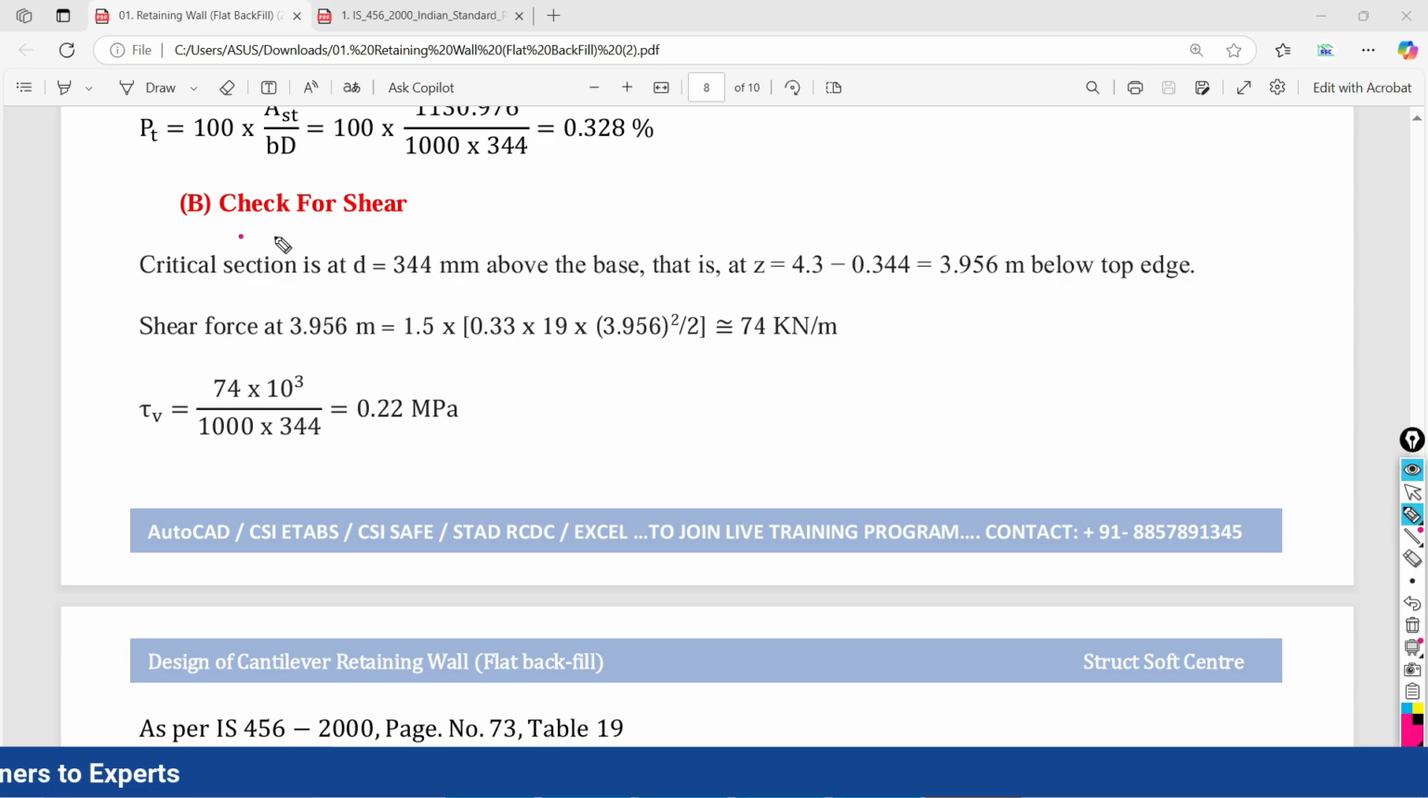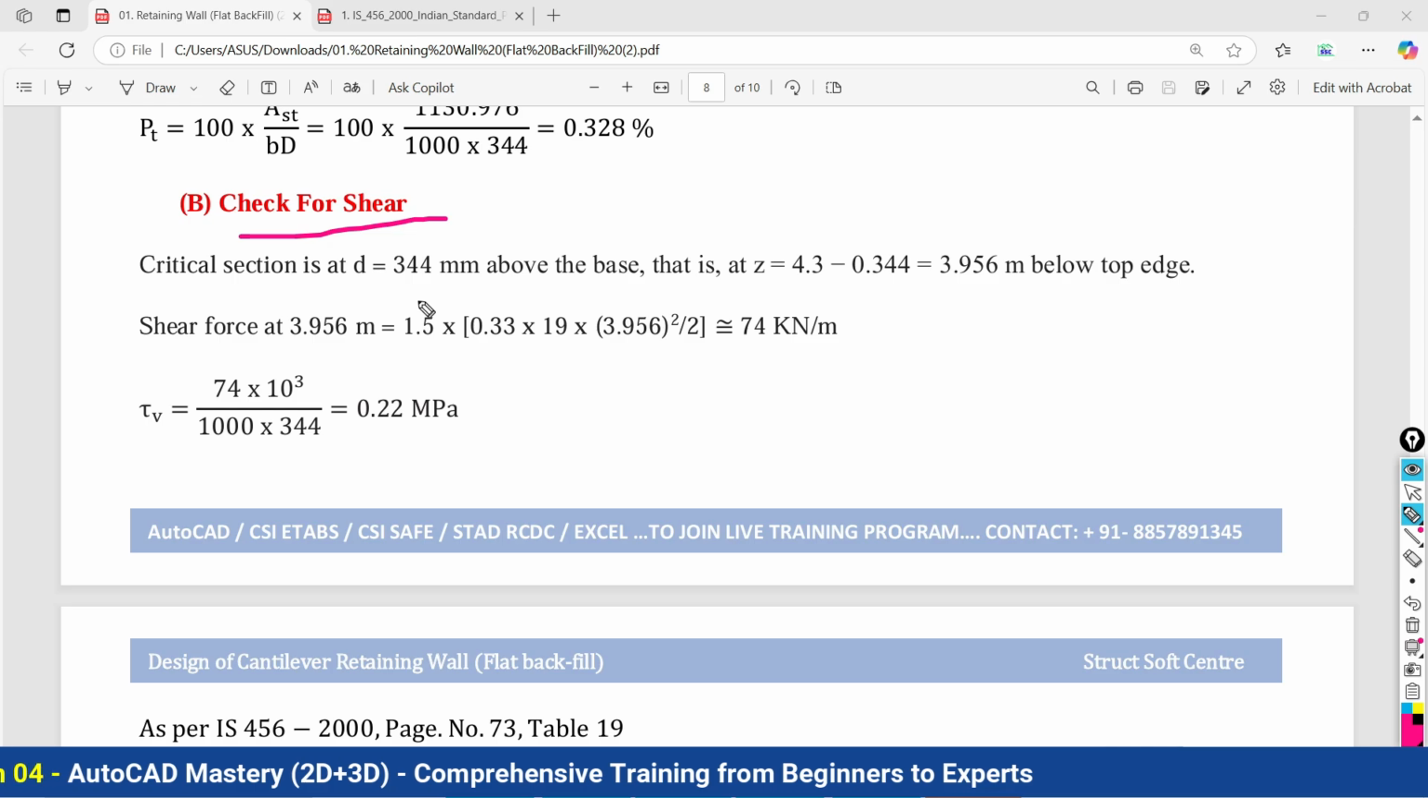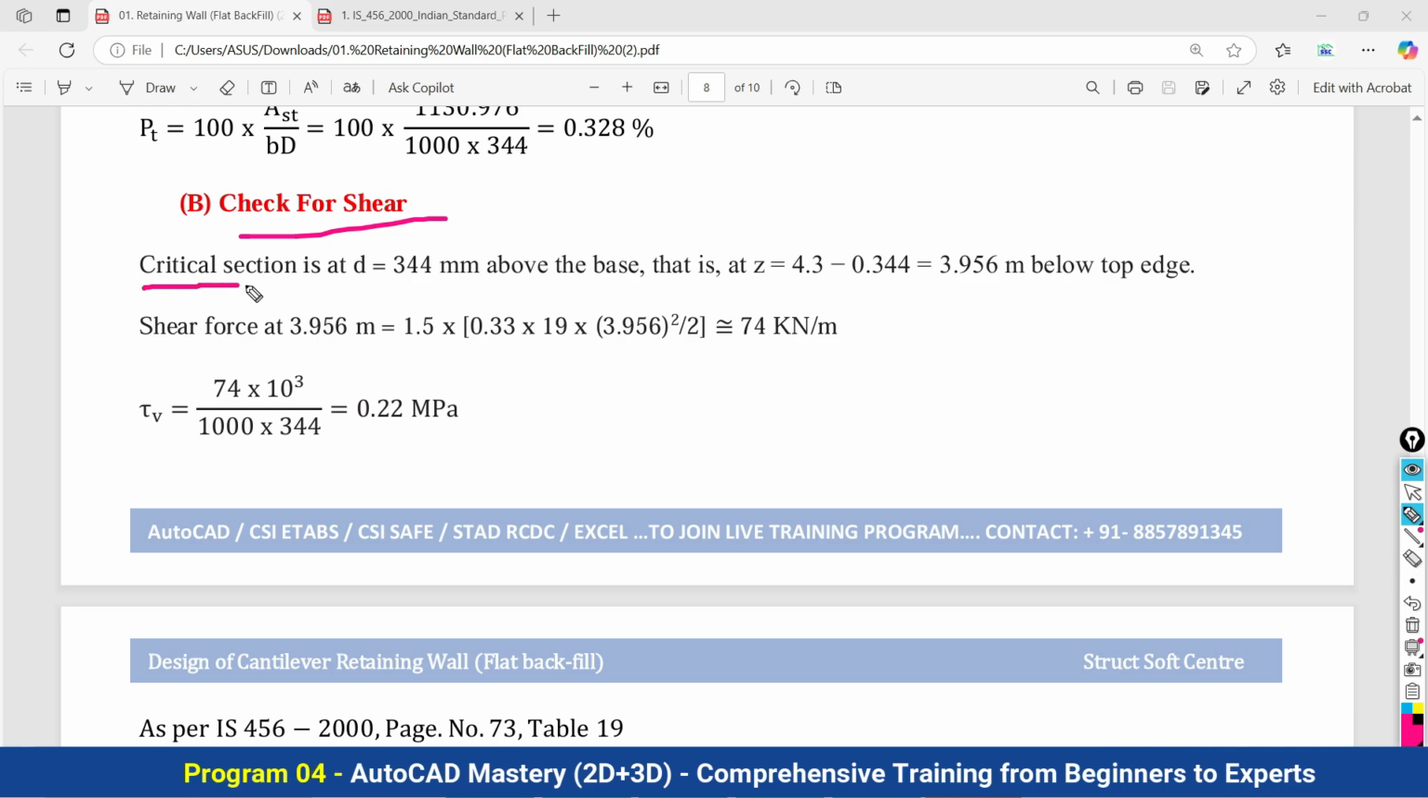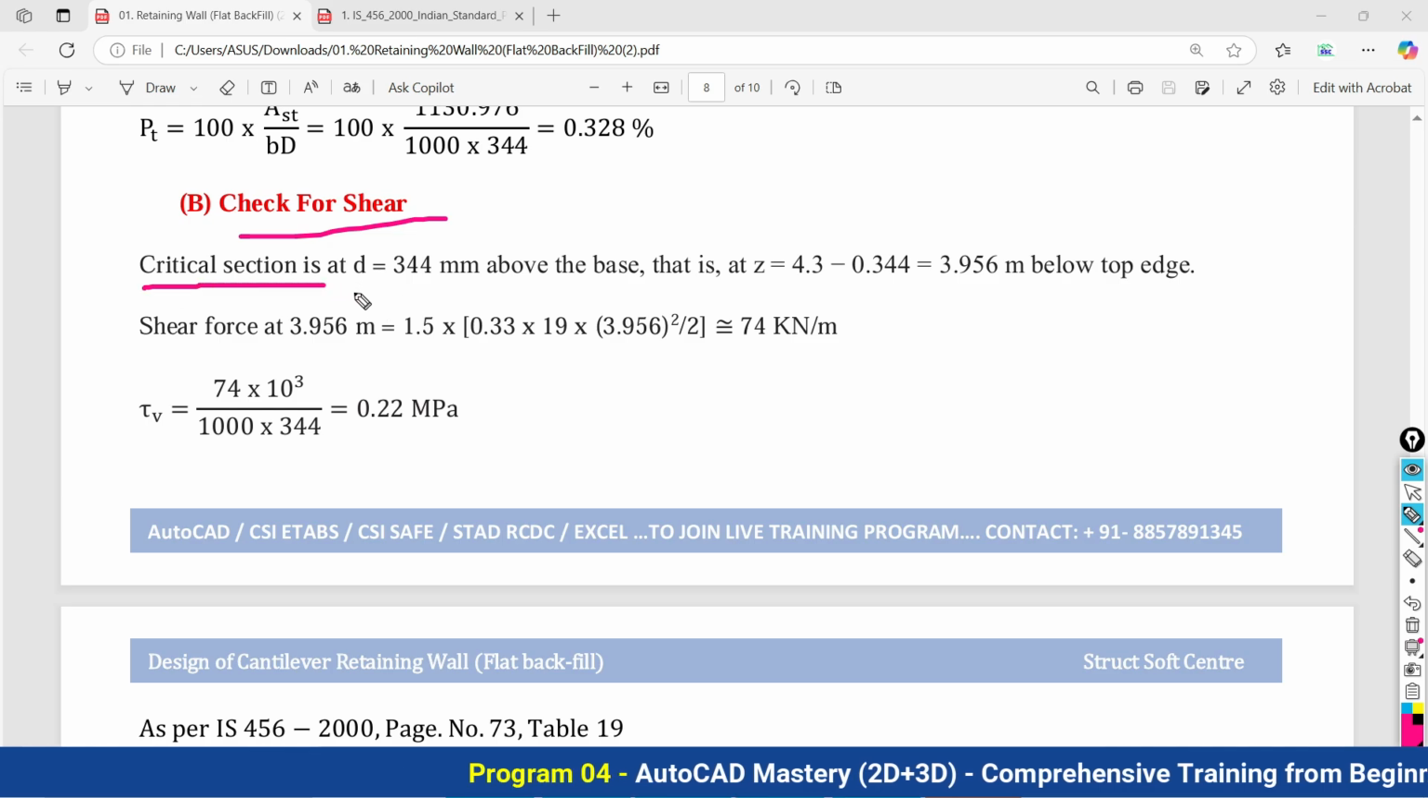Now after the flexural design of the cantilever portion of the retaining wall, we are going to do the check for shear, whether it is needed to design this cantilever portion of the retaining wall for shear or not. For that purpose, we are going to consider a critical section at a distance of d from the base of the retaining wall cantilever portion.